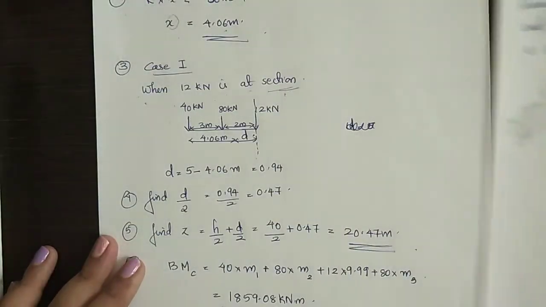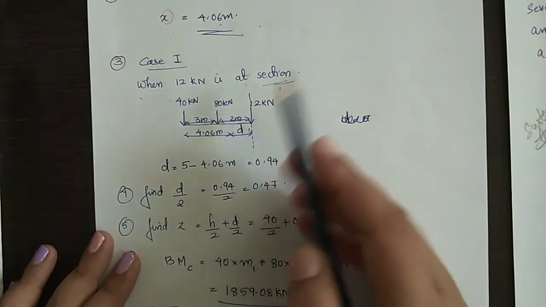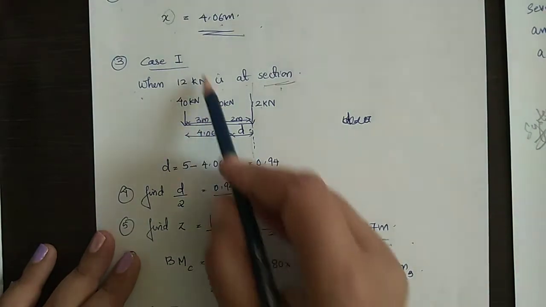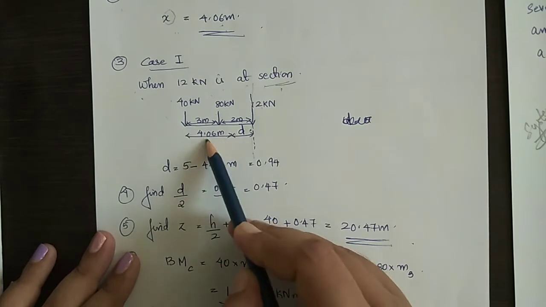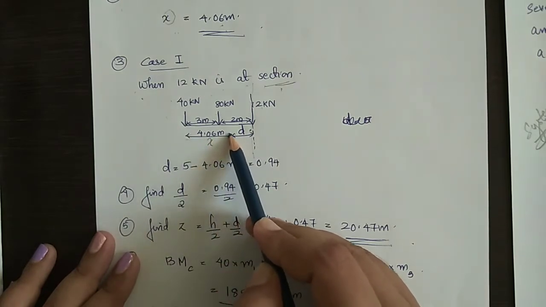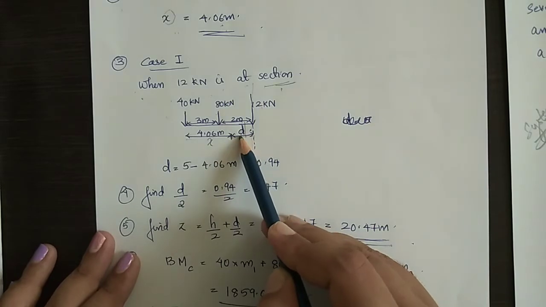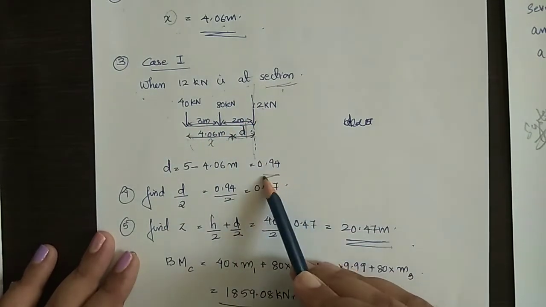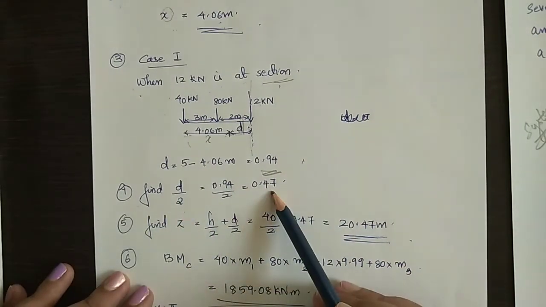We shall draw the ILD for bending moment. Now 40, 80 and 12 kilonewton, 3 and 2 meter distance. Section is along 12. X distance is 4.06 meter. The remaining distance from X to the section is D. D is 5 minus 4.06, which is 0.94. Find out the half of D, which is 0.47.